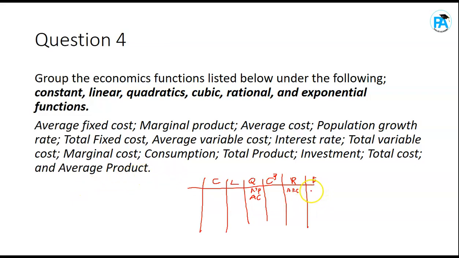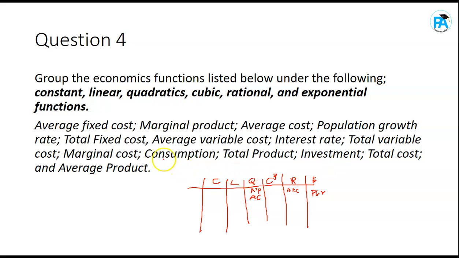Then the next one, population growth rate. Population growth rate, PGR, is exponential. Now we have two types of population growth: exponential population growth rate and logistic population growth rate. The logistic one looks like a cubic function, but don't take your mind to that one now. For this question, they are expecting the answer exponential function from you.